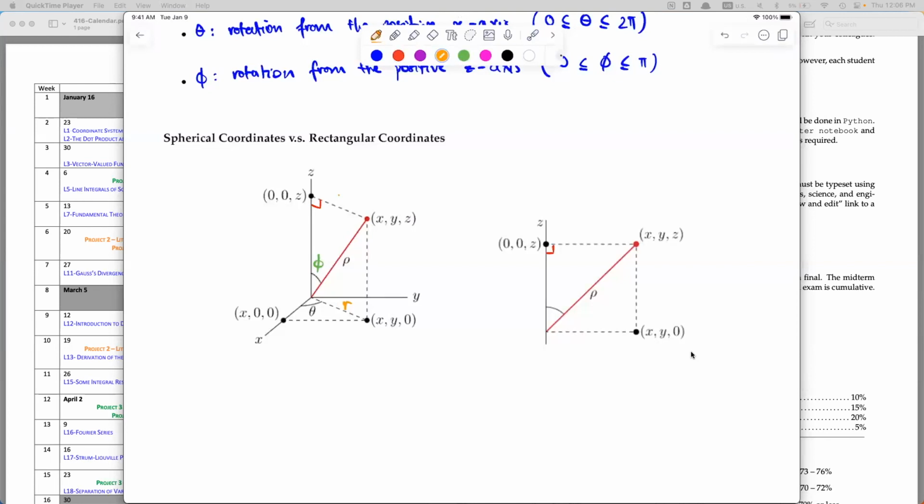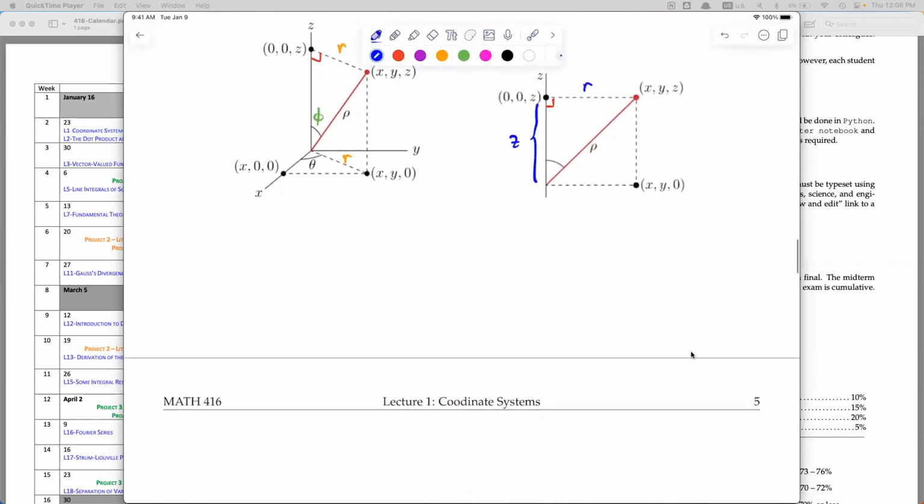So this is R. So this part is Z. This is R, and you have rho. And now you have enough information to derive the relationship between the two coordinate systems. So this is the angle phi.